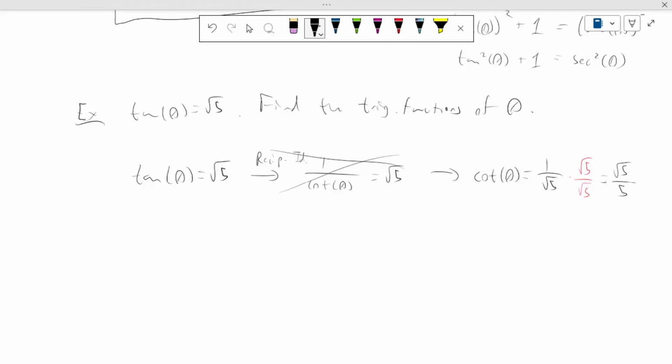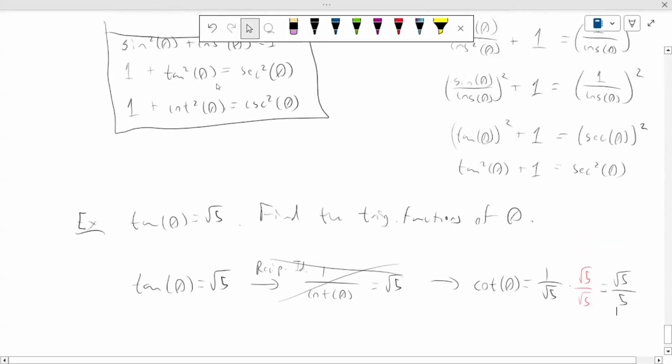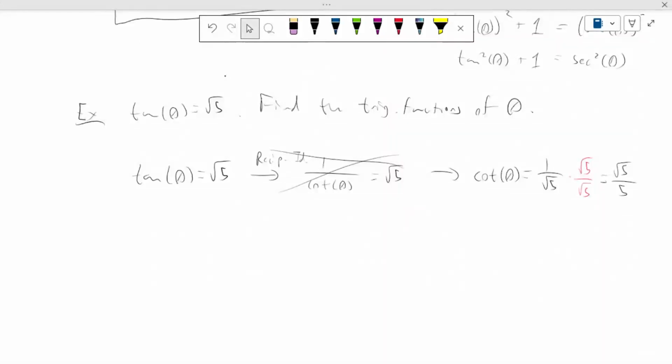Okay. Now, there's a tangent Pythagorean identity, right? And I'll go ahead and scroll up since we have it right there. Right? 1 plus tangent squared of theta is the same thing as secant squared of theta. So I'm going to start off there. I'm going to write that equation down. Okay. So 1 plus tangent squared of theta is equal to secant squared of theta, right? So this is my Pythagorean identity, right? Okay. All right.